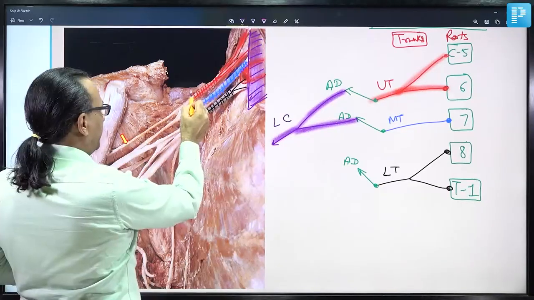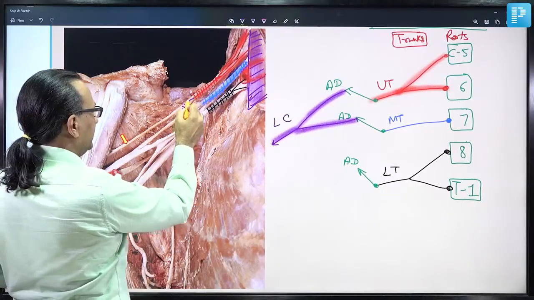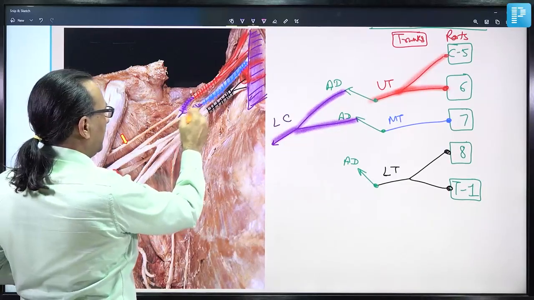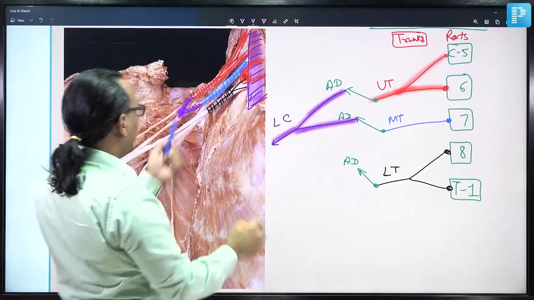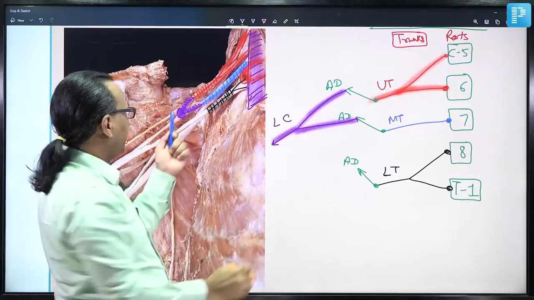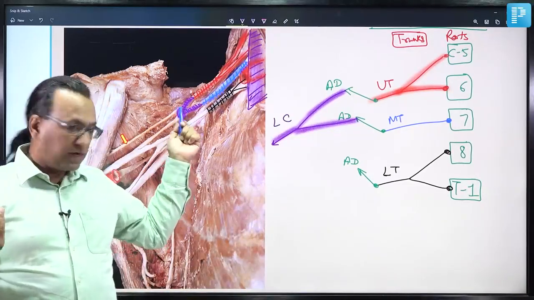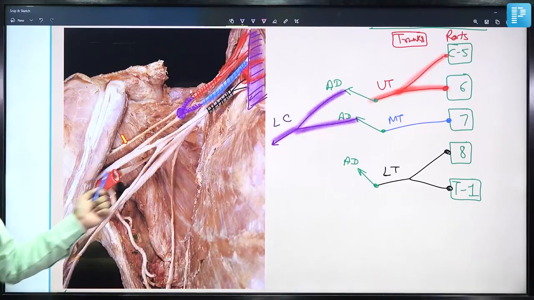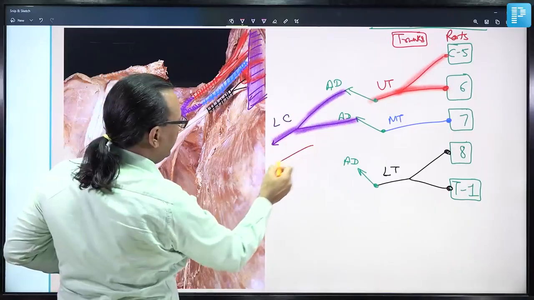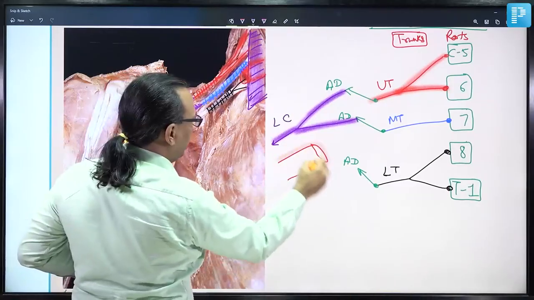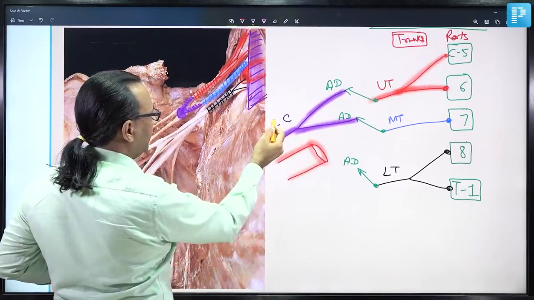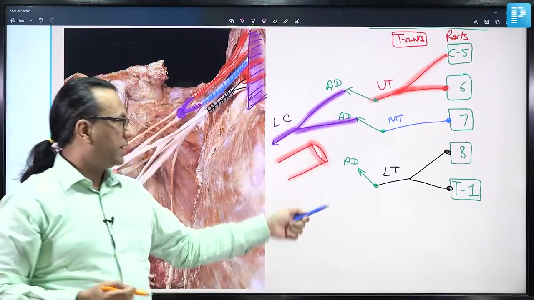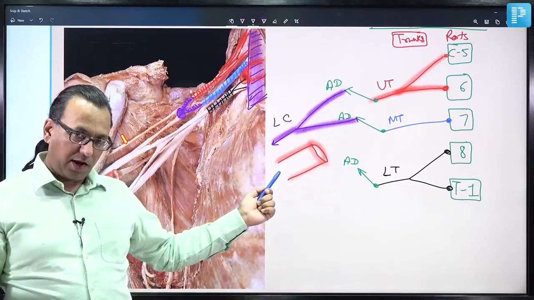You will notice the upper trunk has given the anterior division, the middle trunk has given the anterior division, and together they have formed the lateral cord of the brachial plexus. There are three cords of the brachial plexus: lateral cord, medial cord, and posterior cord, named according to their relation with the axillary artery. Say, if we have the axillary artery here, then there is a cord which is running lateral, so lateral cord, and there is a cord which is running medial, so medial cord, and there is one which will be running posterior, so posterior cord of the brachial plexus.